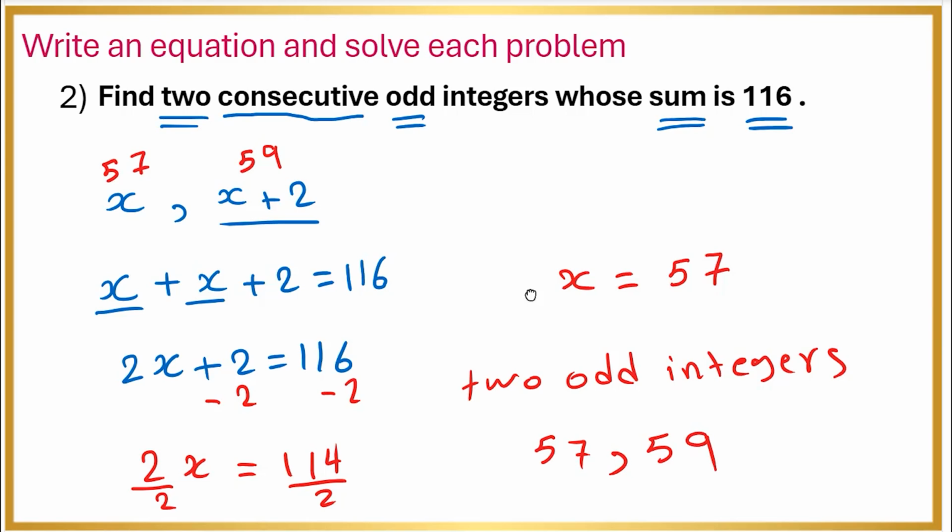If you want to check your answer, you can do plus between the two numbers and check whether the answer will be 116 or not. If you did 57 plus 59, the answer will be 116, then your answer is correct.